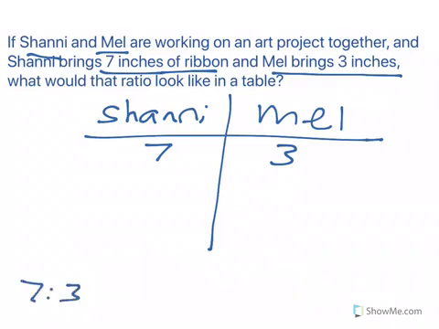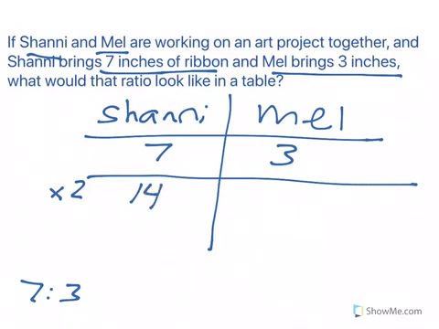7:3. And so let's say they stuck with that ratio and they decided, you know what, we actually need to double the amount of ribbon we need. We need to double this art project in size, but we're going to bring the same ratio that we had already decided to bring. Well, Shani, if you're going to double that, we need to multiply that by 2, right? So 7 inches times 2, instead of 7, this time she's going to bring 14 inches, right? Well, Mel would have to multiply by the same amount, 3 times 2. He's going to bring 6 inches of ribbon.